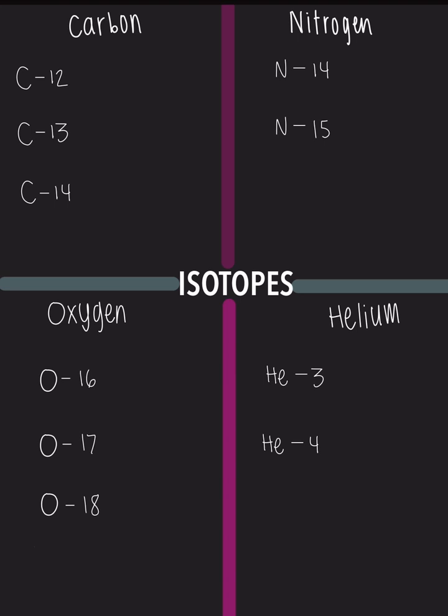So isotopes are the same element, it's just that what changes is the number of neutrons that you have. And so if you've ever heard carbon 12, carbon 13, carbon 14, those are all isotopes. Again, you're not changing the element, so they're all going to be carbon, as you can see here. The only thing that you're changing is the amount of neutrons.